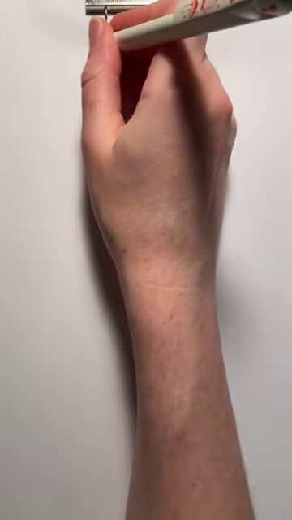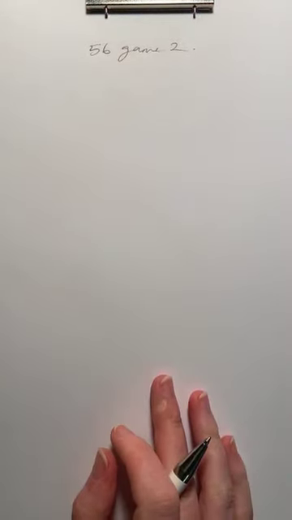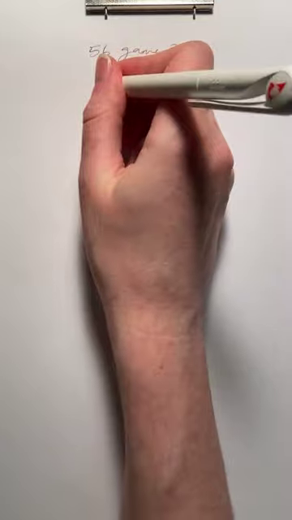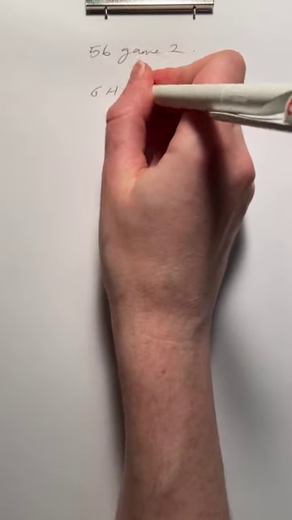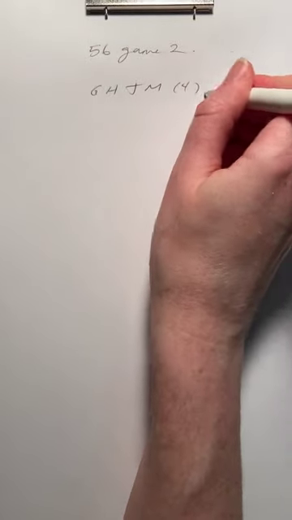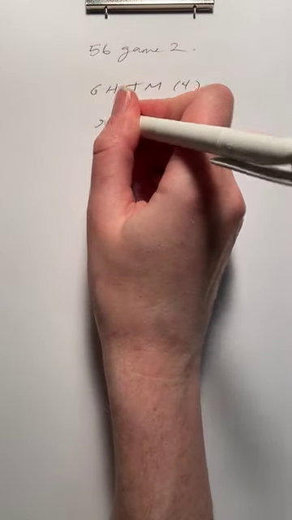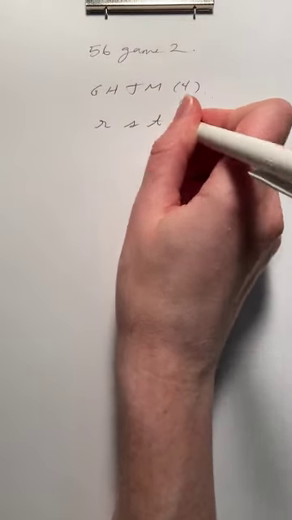Hi, so in this video I'm going to go over Prep Test 56, Game 2. Okay, so here we have 4 people, Grace, Heather, Josh, and Maria, G, H, J, and M. Okay, and they're going to help each other move exactly 3 pieces of furniture. We've got the recliner, sofa, and table.